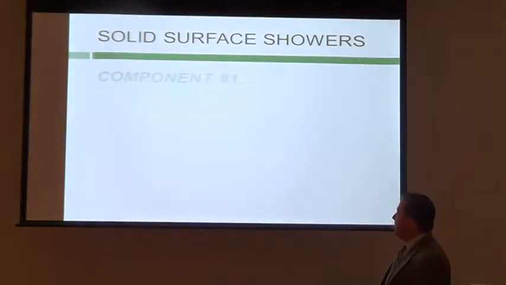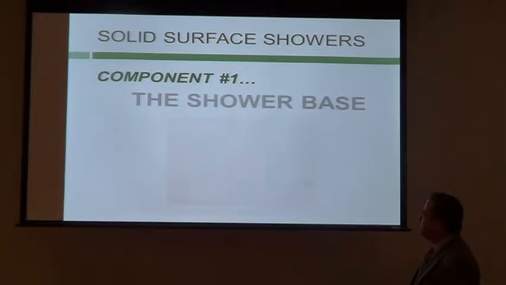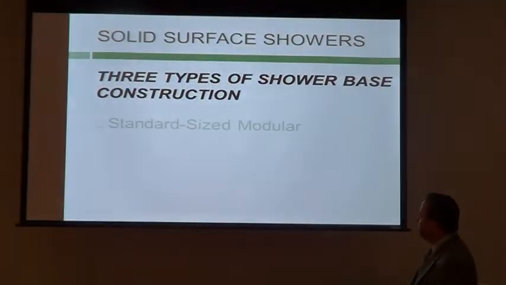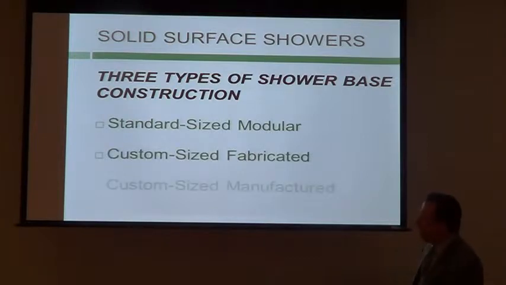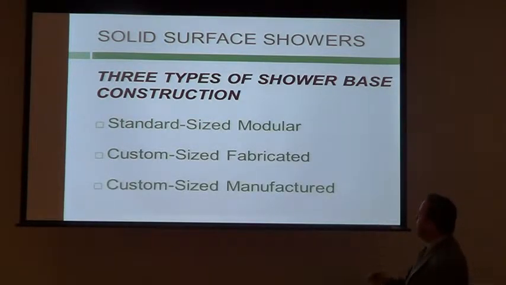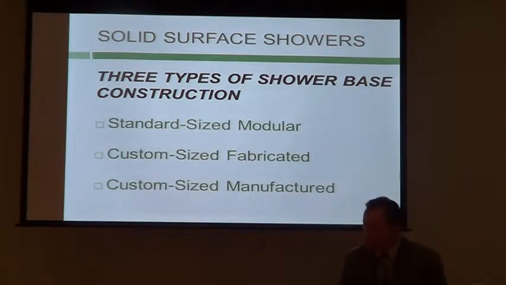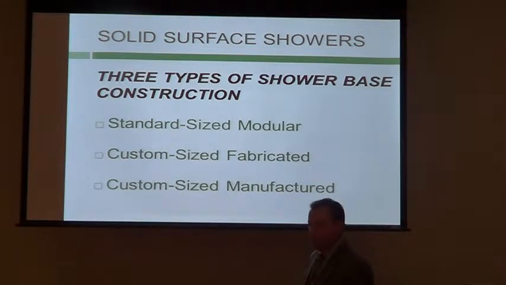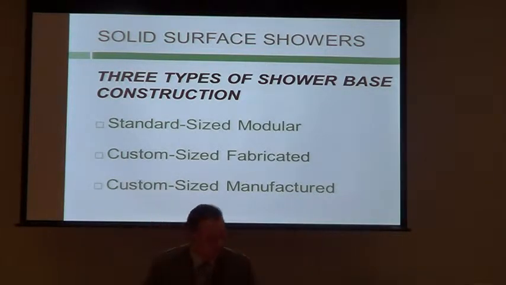A couple of key components when you're looking at the shower base, there are a variety of ways of making them. And that's what we want to kind of talk about a little bit, is what's the difference in how it can be made, and what's the difference in the offering. So we're going to talk about these different categories. A standard sized modular, I'll call it. This is an example of a standard sized modular. Custom sized fabricated we'll talk about, and then a custom sized manufactured. This is kind of an example of that, okay?